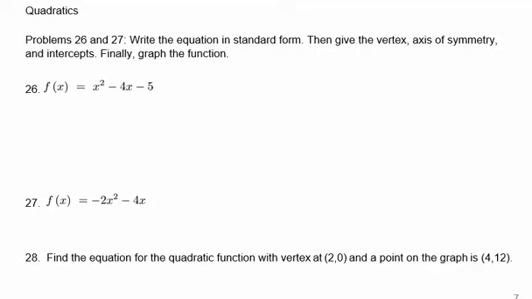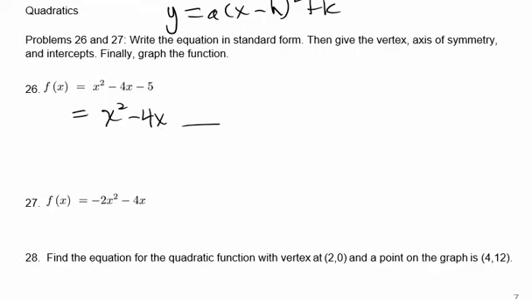Let's skip down to quadratics. Okay, for 26 and 27, we want to write the equation in vertex form. And so that's going to be y equals a times x minus h squared plus k. So we'll do something called completing the square. Okay, so I have my x squared minus 4x, and then I'm going to put something in this blank, and then bring the minus 5 over, and then I have another blank at the end.